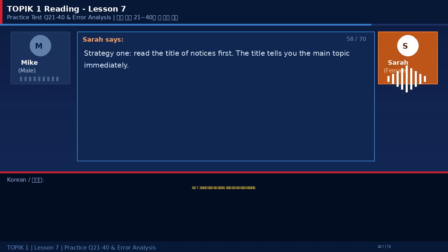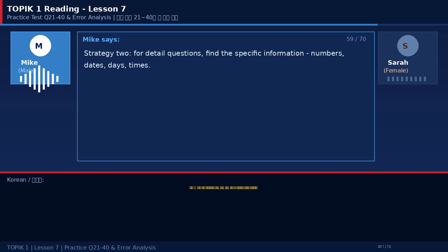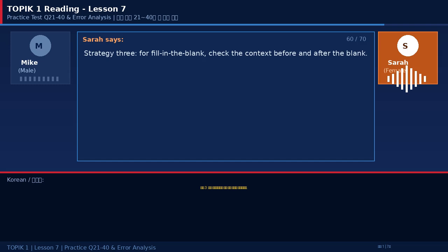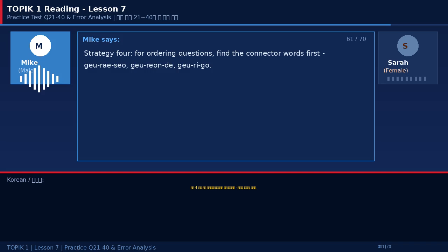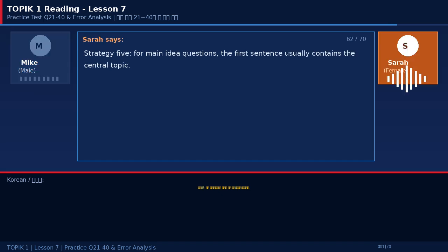Strategy 1. Read the title of notices first. The title tells you the main topic immediately. Strategy 2. For detailed questions, find the specific information, numbers, dates, days, times. Strategy 3. For fill in the blank, check the context before and after the blank. Strategy 4. For ordering questions, find the connector words first, geu re seo, geu rienda, geu re go. Strategy 5. For main idea questions, the first sentence usually contains the central topic.